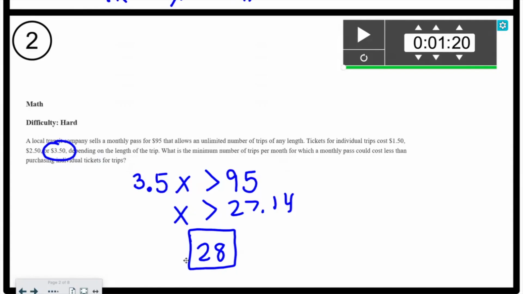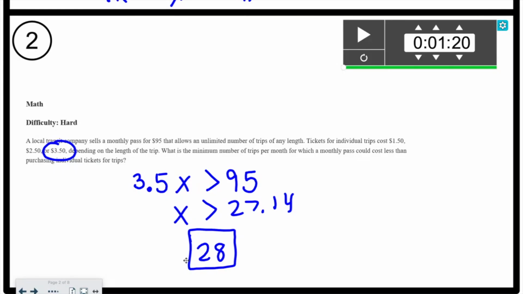Oh, I get it. If you only took 27 trips, 27 times 3.50 is 94.5. That's still cheaper than the monthly pass. But then the 28th trip, 28 times 3.5, will be $98, so then you'd be better off having the pass. So it's the 28th trip that makes it better to have the pass.